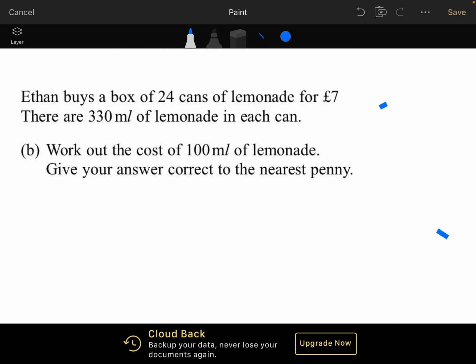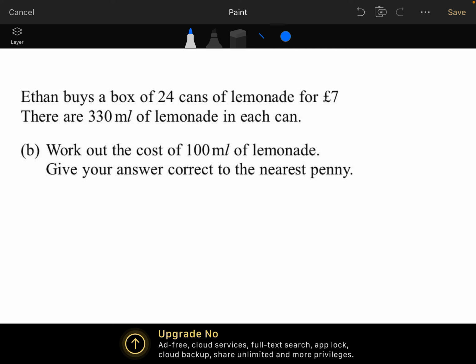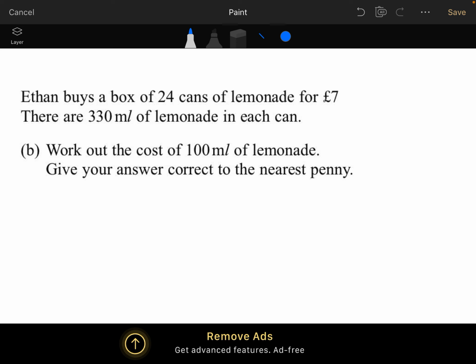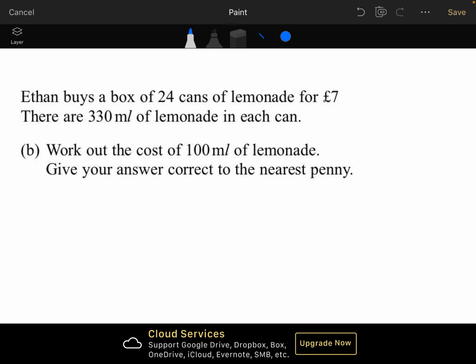Ethan buys a box of 24 cans of lemonade for £7. There are 330 millilitres of lemonade in each can. Work out the cost of 100 millilitres of lemonade. Give your answer correct to the nearest penny.